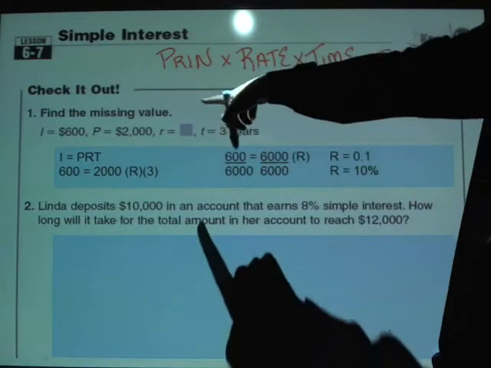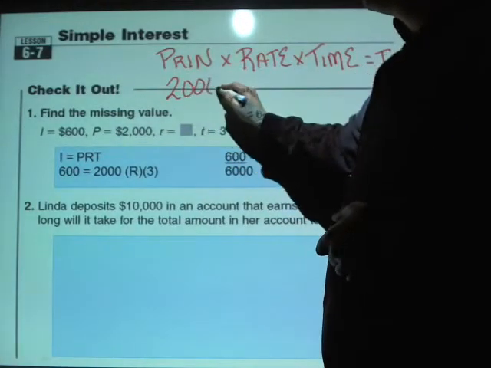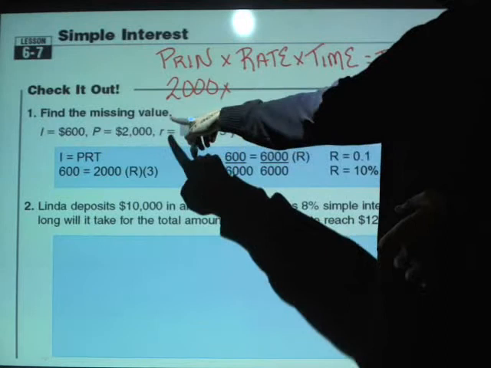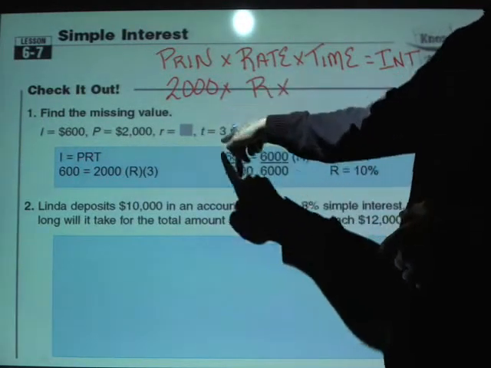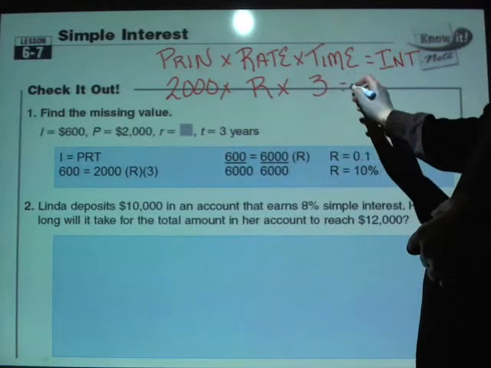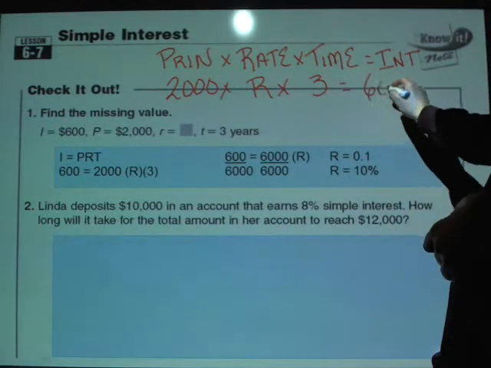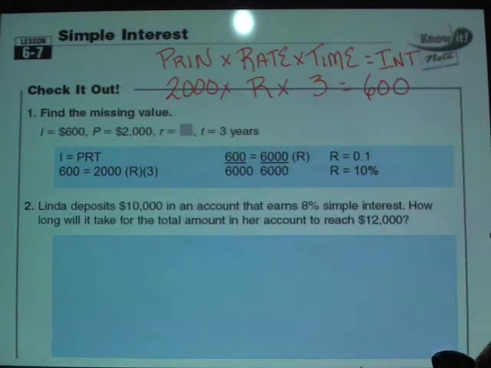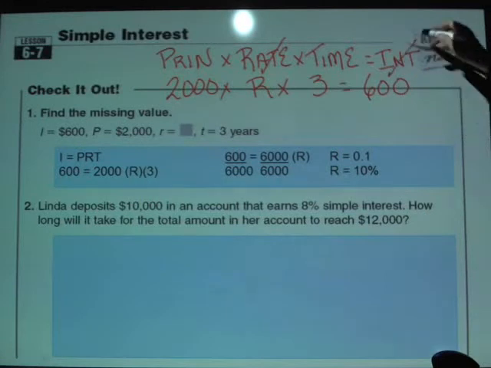Well, the question says that I'm putting $2,000 into the bank. The rate, well, again, we don't know that, so that's going to be R. I'm going to put that money into the account for 3 years. Time is 3. That's going to equal how much I'm going to make in interest, which is $600. Well, let's solve that equation. Keep the variable on the left, move the numbers to the right.